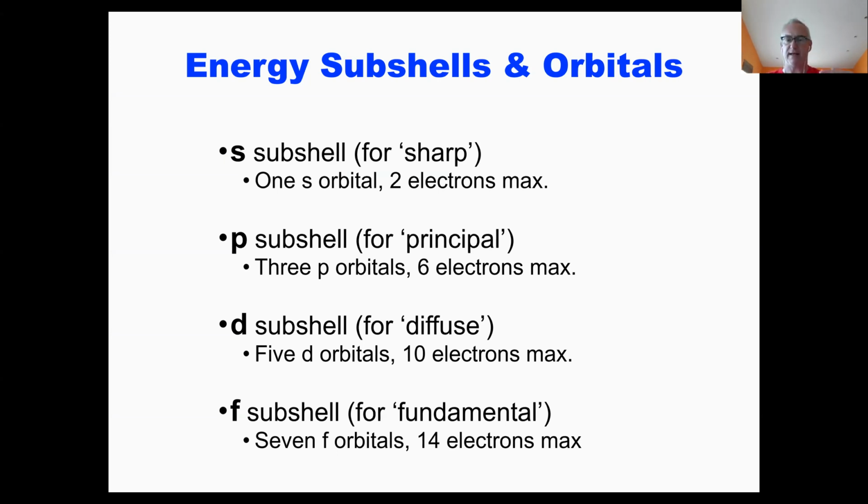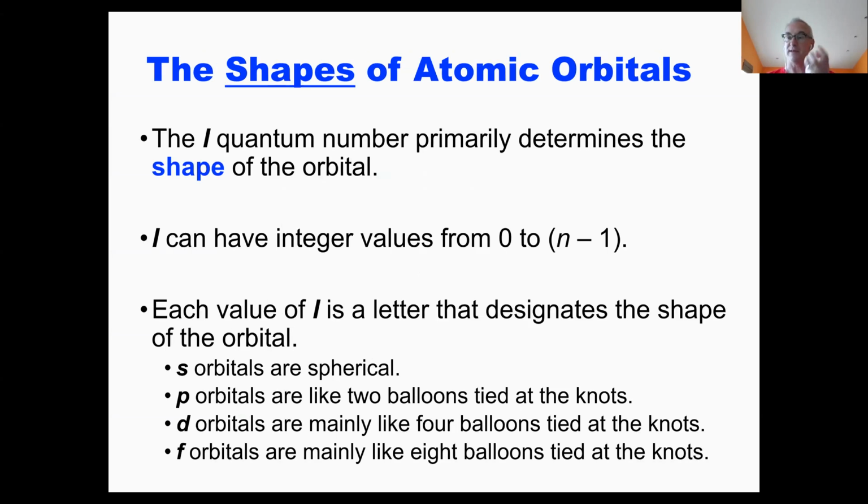So S, P, D, and F. And I prefer special puppies deserve food. You can use whatever memory trick you want in order to remember them. And then remember, these are different shapes. That is basically all these are about. Different shapes that Schrodinger's wave equations predicted.